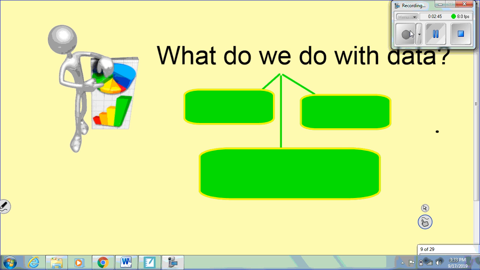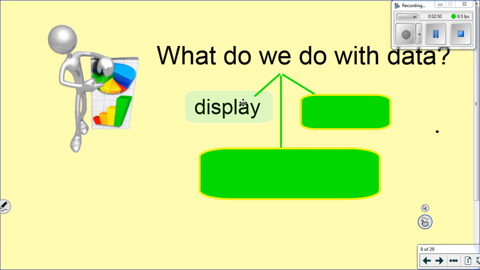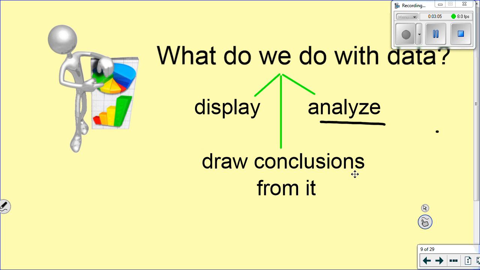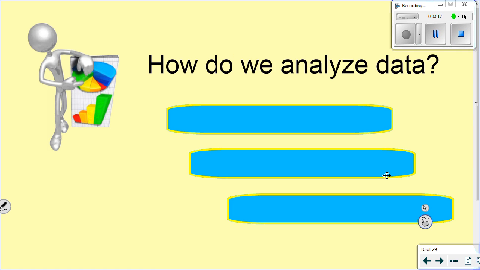So the next question then is, what do we do with that data once we have it, that numerical or that categorical data? We can display the data, and follow along in your note sheet. We can analyze the data. So we can show the data, right? We can display it. And then we can take a look at what that data means. We can analyze it. And then finally, when we display it and we take a look at what it means, we can draw some conclusions from that data. So we can make some choices and decisions from that data.